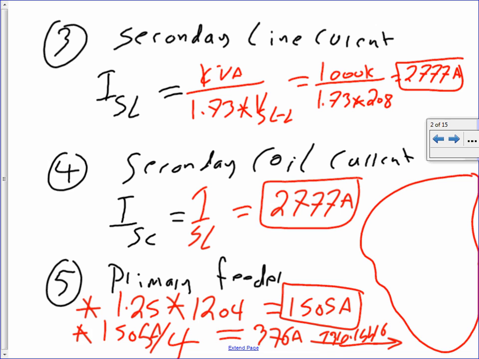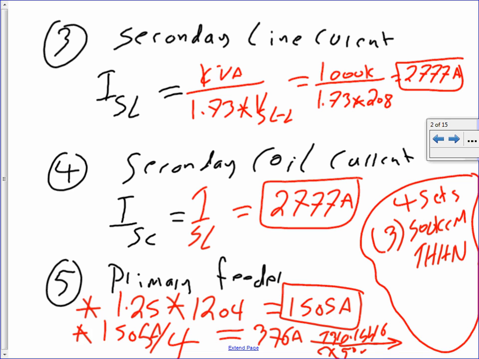This one, guys, you go to the 75-degree column. When you go there, it will get you the following: 4 sets of 3 conductors, 500 kcmil THHN. Any comments, guys? Any questions about that? Now I sized my primary.